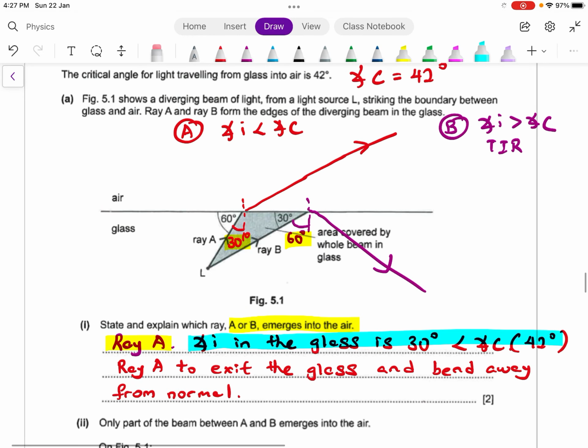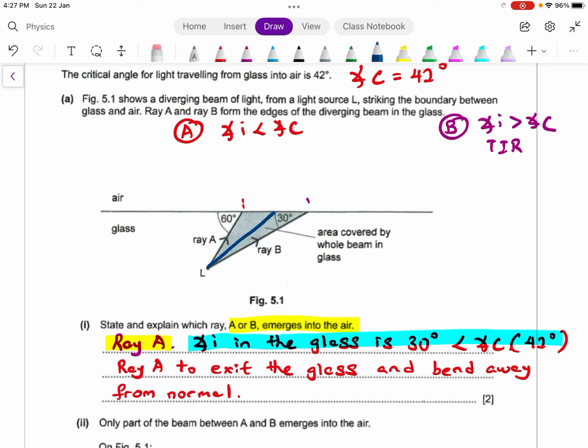So, okay, if you look at this, they actually want us to draw just one line. Let me erase something first. If you look at this picture, they want us to draw a line that separates the light that emerges out and the light that doesn't emerge out. So you just roughly draw this line, and you label it as L. Anything that is before this blue line, light will emerge. Anything that is beyond the blue line, light will not emerge. So that's actually what they want.